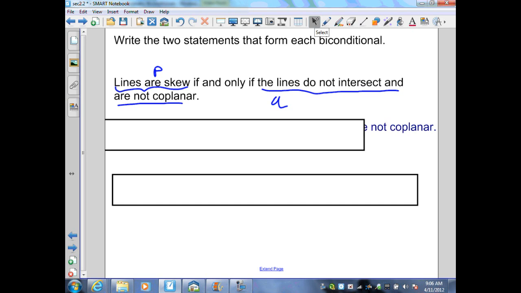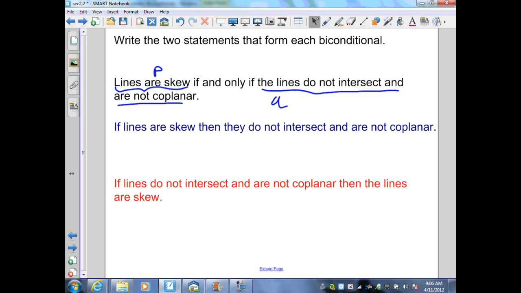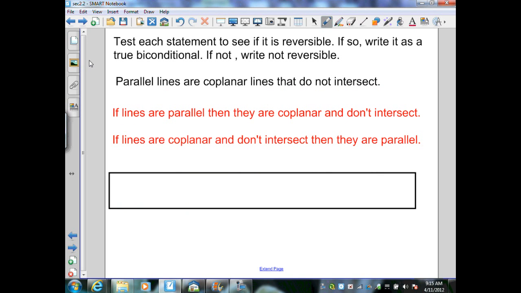My first statement: if lines are skew, then they do not intersect and are not coplanar. And all I have to do is switch my P and Q from the first conditional that I wrote. When I do, I get if lines do not intersect and are not coplanar, then the lines are skew. And of course, we know from the definition of a biconditional, both of these conditionals must be true. In this example, they want us to test each statement to see if it is reversible.